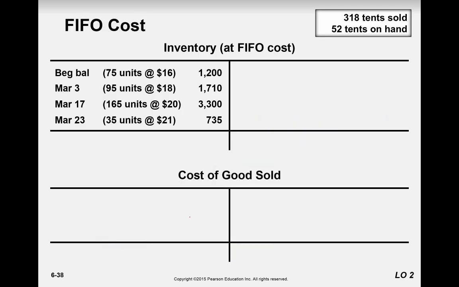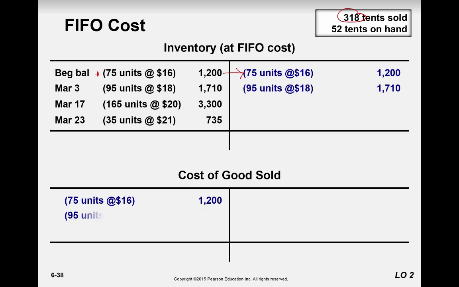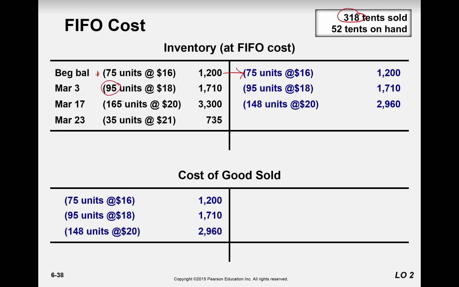Now for FIFO, remember that is first in, first out. So we sold 318, so the first in would be our beginning inventory. So that is part of our cost of goods sold. Then we have 95 units. That's still not enough to get us to the 318. And then of the 165 units, we only need 148. Do not get confused and make a mistake of just carrying this over.